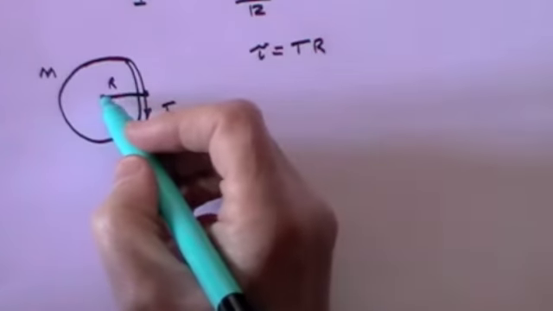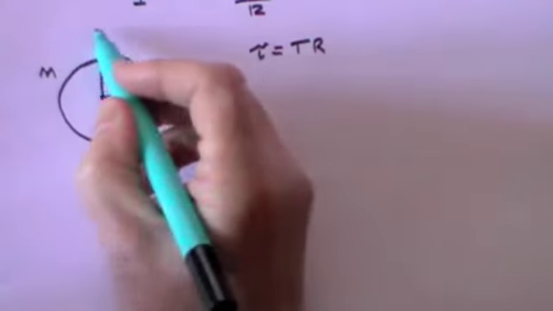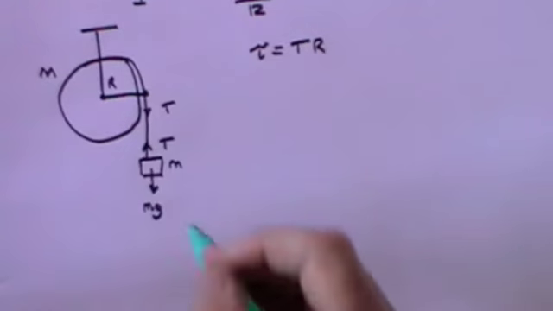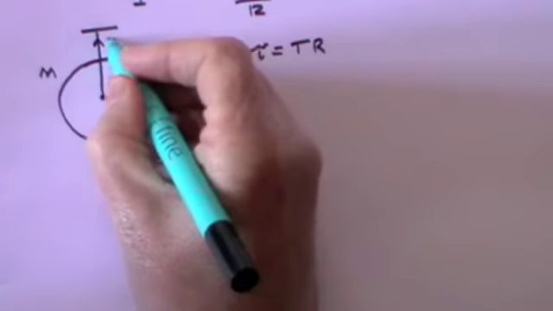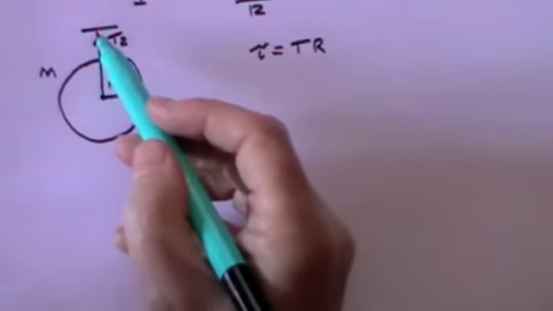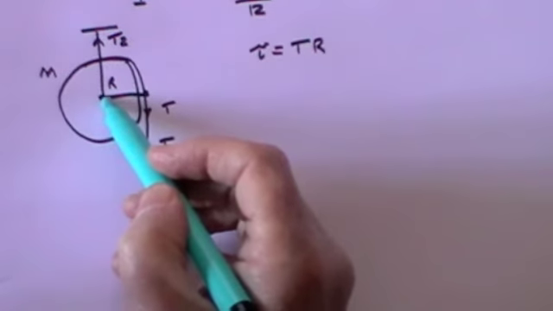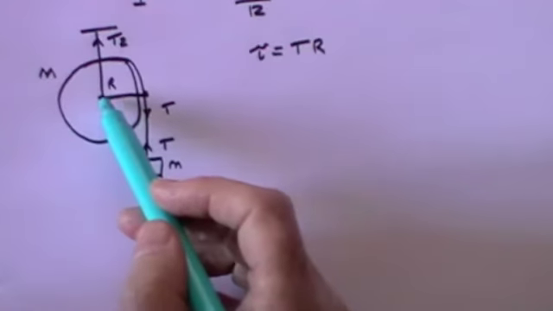There will also be, of course, this pulley will have to be suspended from the ceiling, and there will be a tension T2, but that contributes nothing to the torque because it goes through the pivot point. And remember, we said any force that goes through a pivot point has no effect because the distance from the force to the pivot point is 0, so it has no effect.